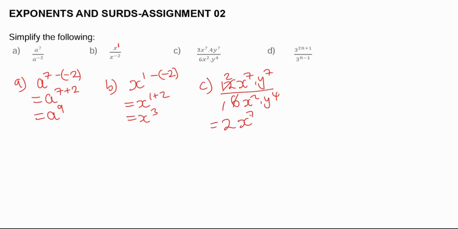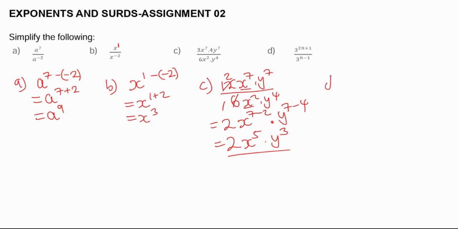times x to the power 7 minus 2. These are powers at the same base, so we can subtract the exponents there. And then y to the power 7 minus 4. And then we get 2x to the power 5 times y to the power 3.